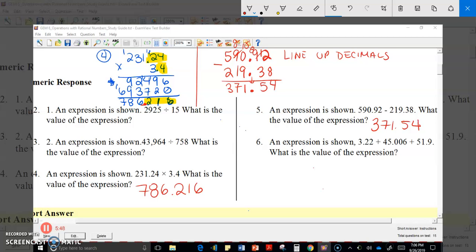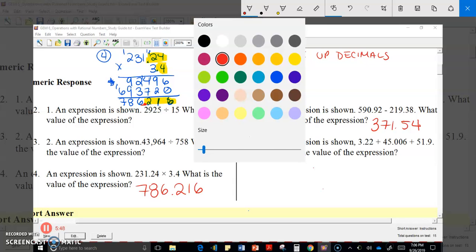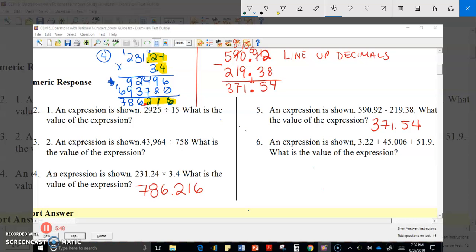Last but not least, number 6. We are adding. And now adding, you want to make sure you line up your numbers also. So go ahead and write, you're adding 3 numbers, so write those decimals: 3.22, 45.006, and then 51.9. Now notice that we don't have any numbers here, but we put zeros as our placeholders. Now let's go ahead and add, folks.